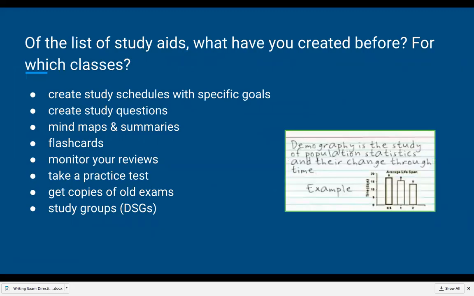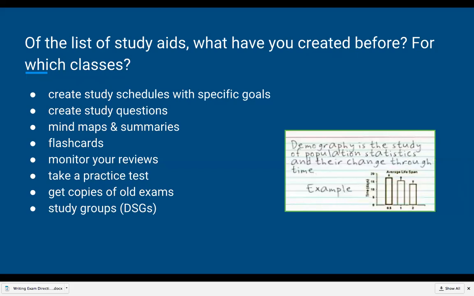In the next slide here, this is just, again, to take a look at what you may already be using as a test taker. So when you look at this list, make a mental note or count how many things here you have already used in your other classes or in this class, and which ones work best for which subjects.